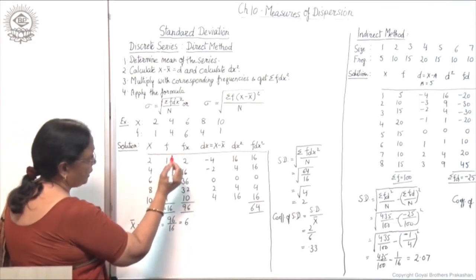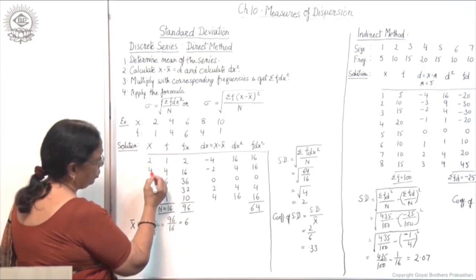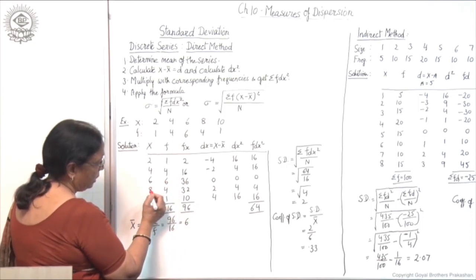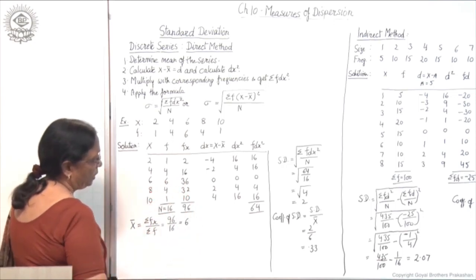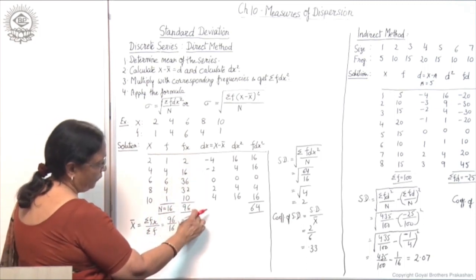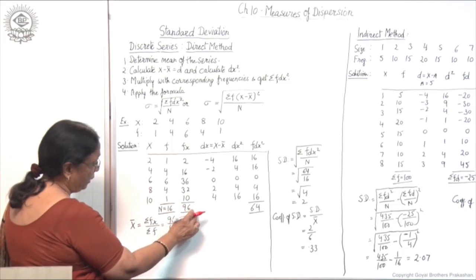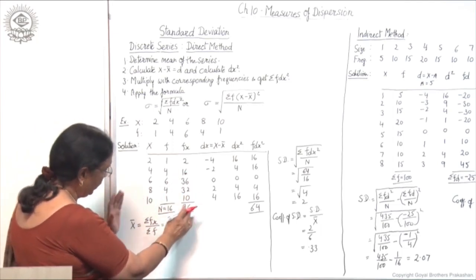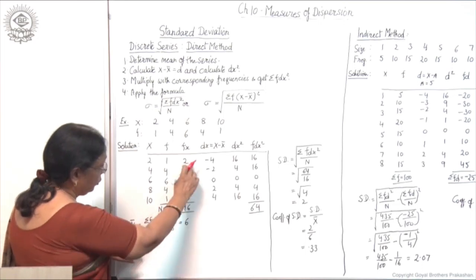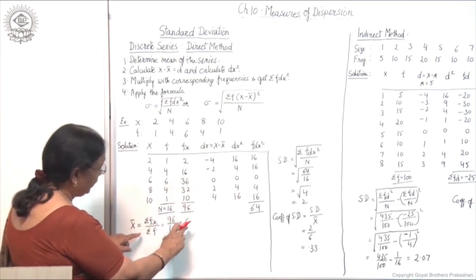So, fx here is this multiplied by this: 2 into 1 is 2, 4 into 4 is 16, 6 into 6 is 36, 8 into 4 is 32, 10 into 1 is 10. This will give you fx, and the total is 96, that is sigma fx. Now, after getting these calculations done, find out the mean.